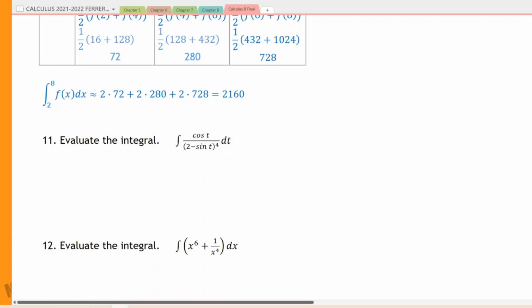Hey everyone, we're here for our next little bit of the AP Calculus final review. This video will start with question 11. So we'll get going here right now. We're supposed to evaluate this integral.